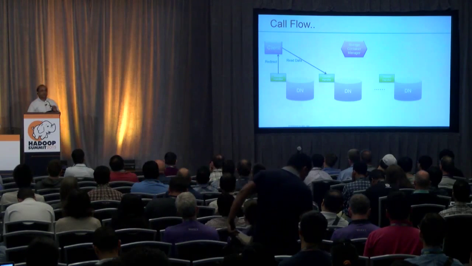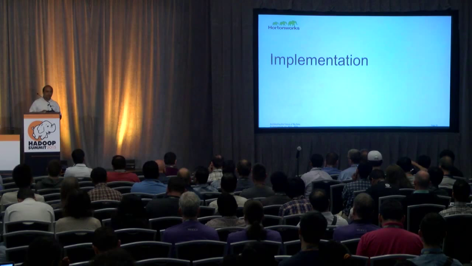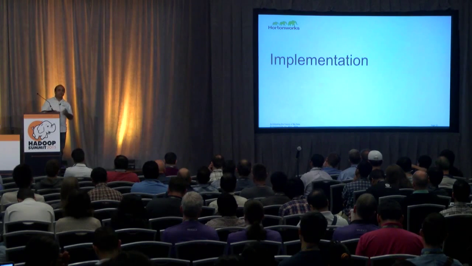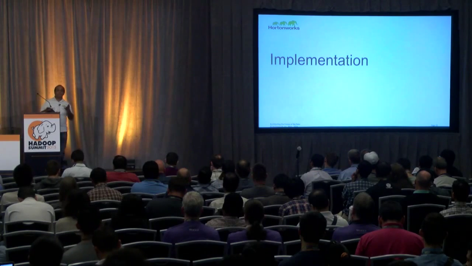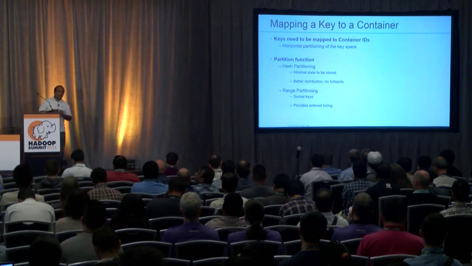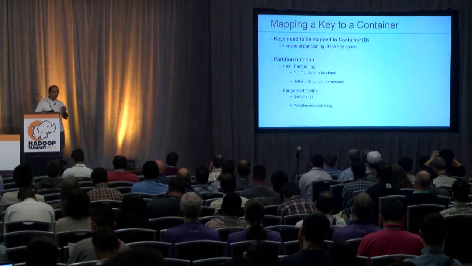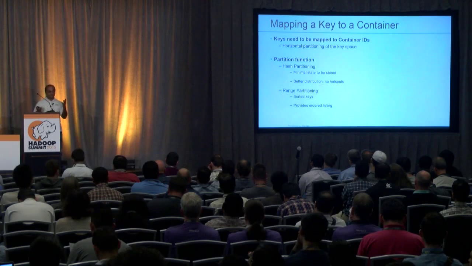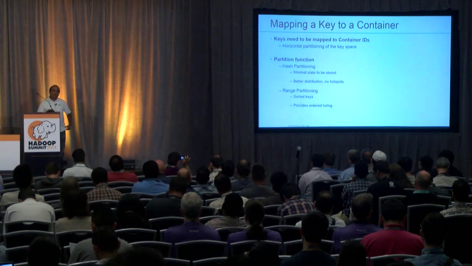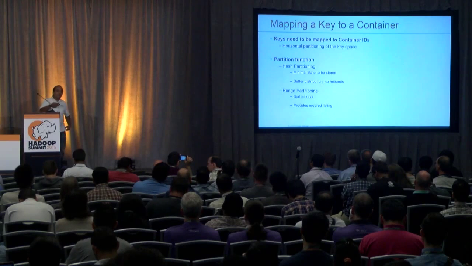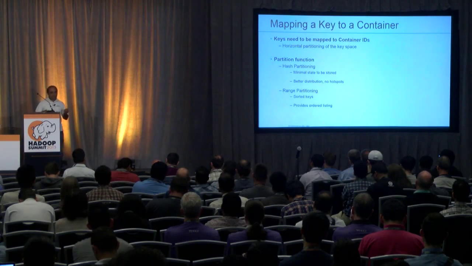So now I'll talk about some of the implementation aspects, and here there are two key things we have to talk about. One is how we are sharding these keys, and second is what a storage container really looks like. So, mapping a key to a container: as I mentioned earlier, all these keys need to be mapped to container IDs. There are two popular partitioning schemes that are used everywhere. One is hash partitioning. The advantages are that hash partitioning stores very minimal state, and it provides better distribution. If the hash function is good, there is a low probability that you will run into hotspots. The advantage of the range partitioning scheme is that it gives you sorted keys. Some operations like ordered listing become easier. So we plan to support both partitioning functions.